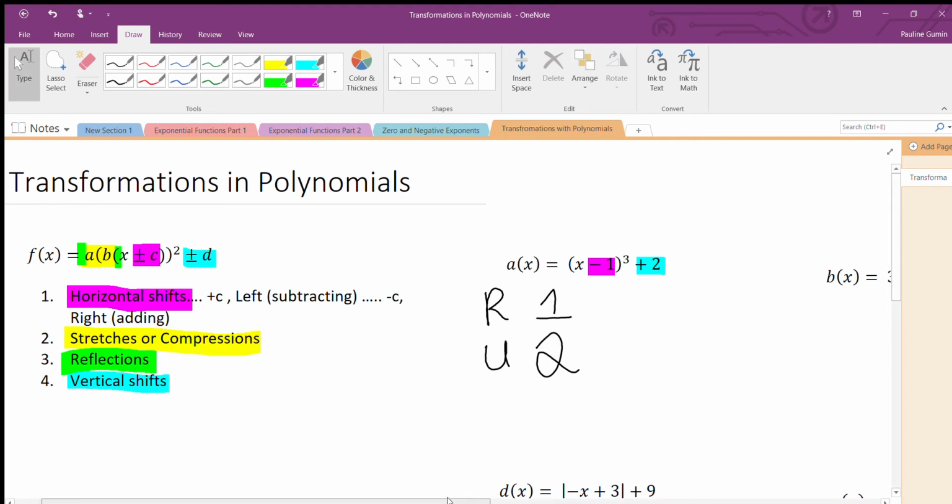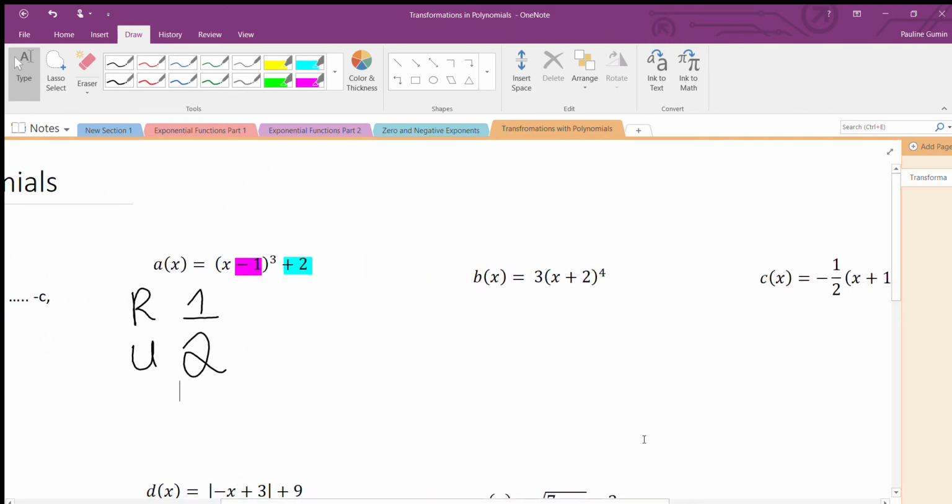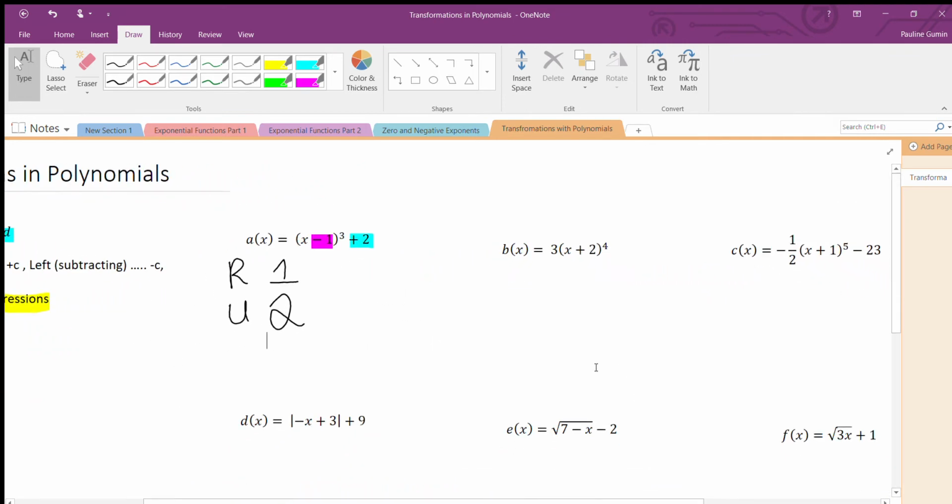All right, let's move on to letter B. These will get tougher as we go along. All right, so I see a number out in front and a number inside. A number out in front is going to be our stretch or compression. A number inside is still going to be our left to right.